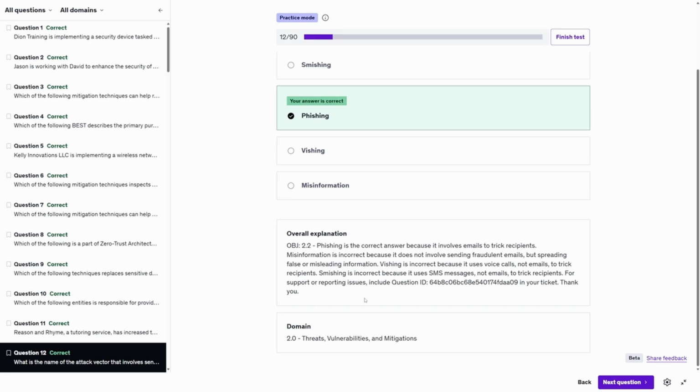Misinformation is incorrect because it does not involve sending fraudulent emails, but spreading false or misleading information. Vishing is incorrect because it uses voice calls, not emails, to trick recipients. And smishing is incorrect because it uses SMS messages, not emails, to trick recipients.